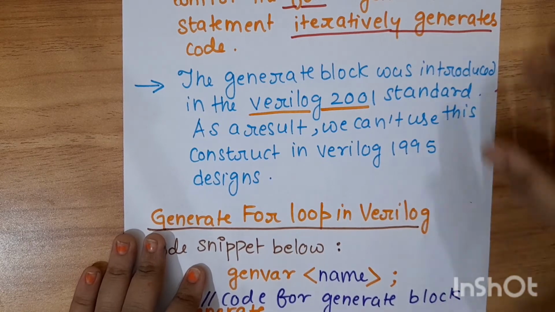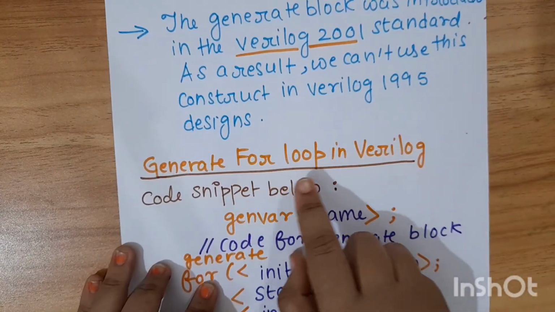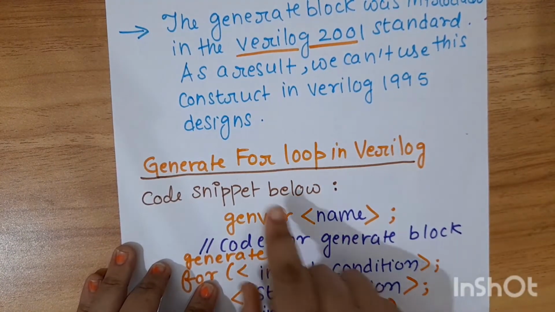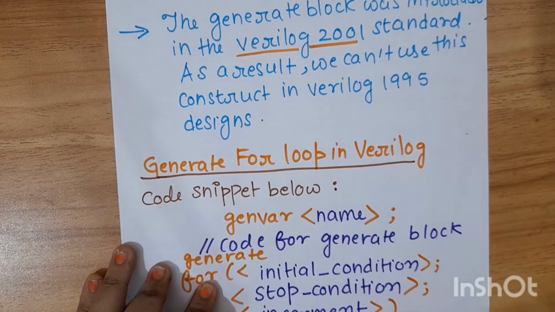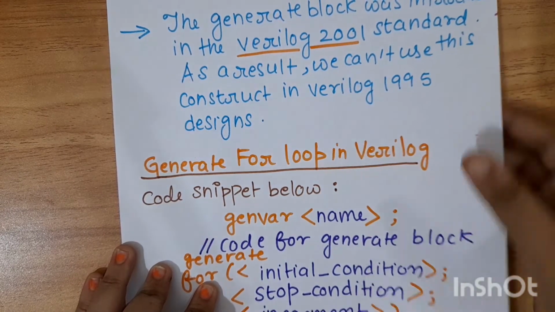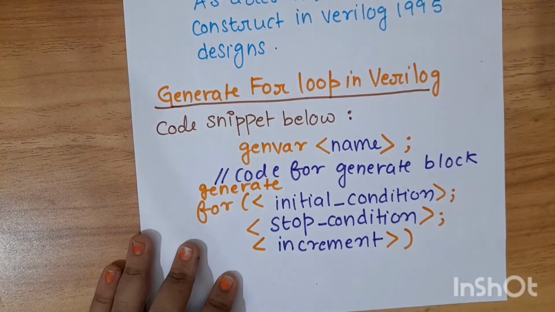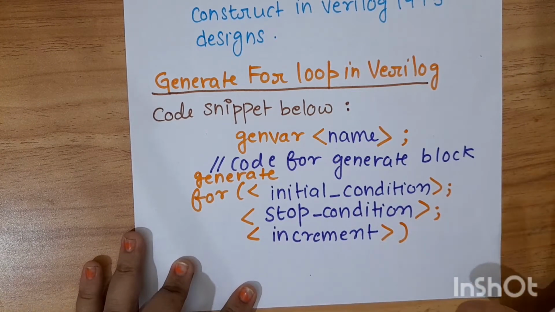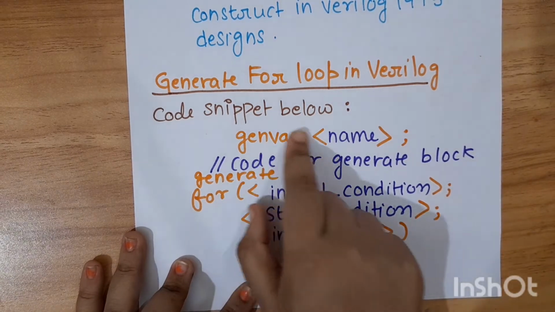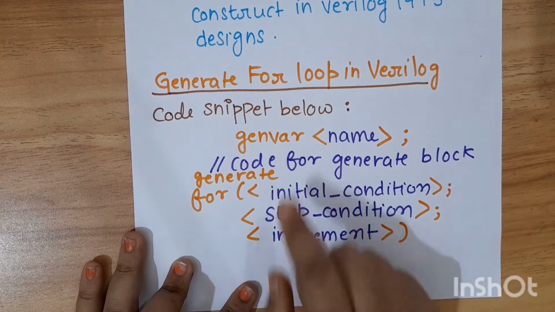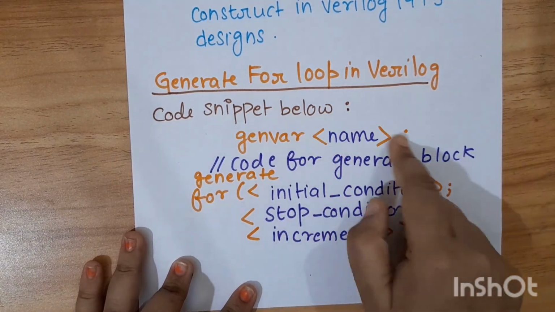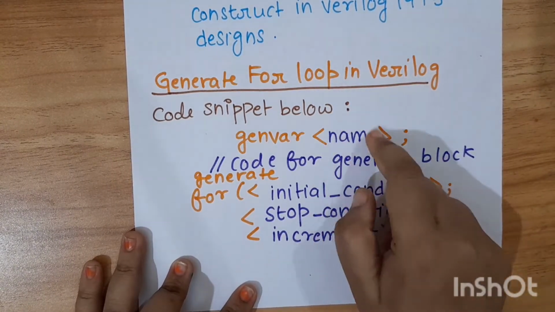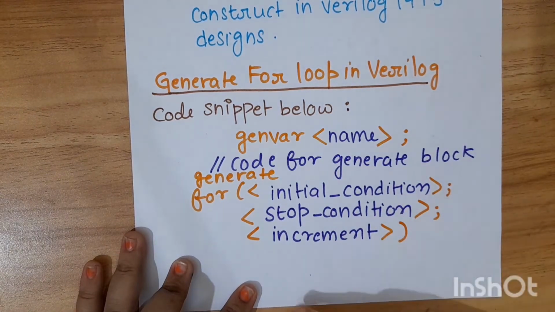Now we will see the generate for loop in Verilog. So here is the code snippet. We will see how the syntax of Verilog code having the generate for loop looks. We will have a variable, genvar, and the variable name, semicolon.